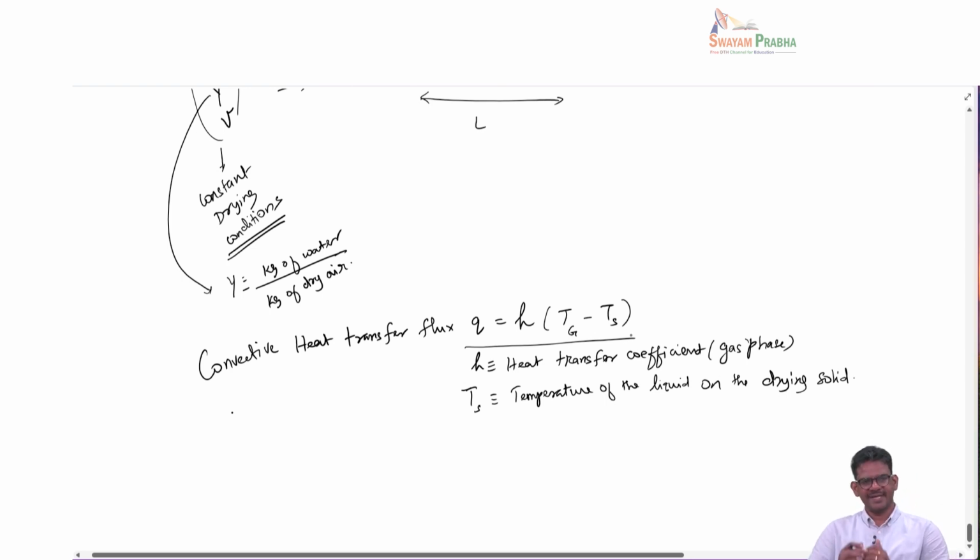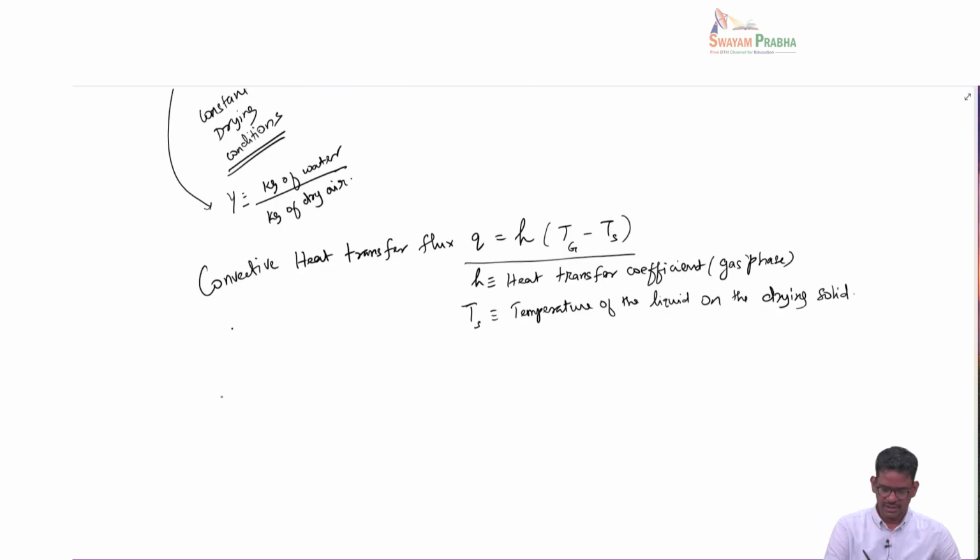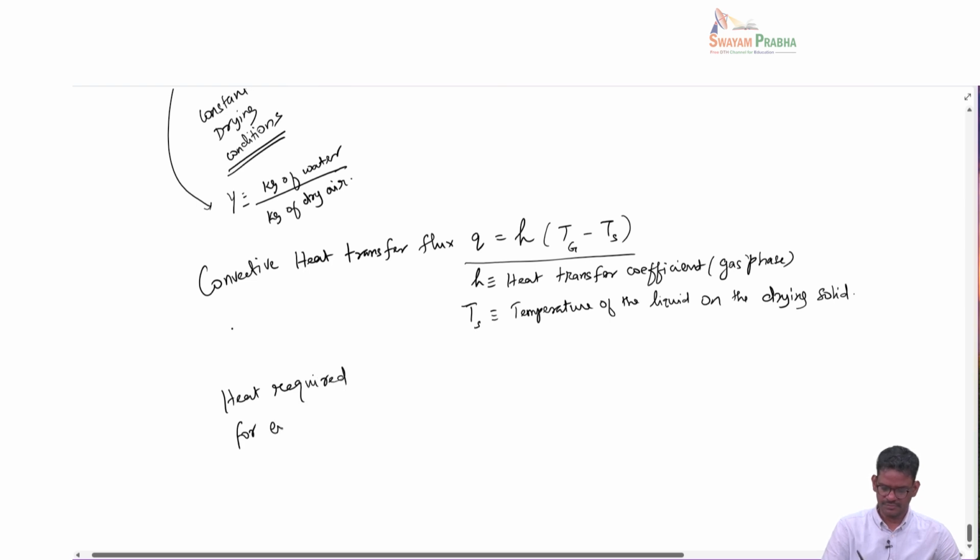So then what is happening on the surface? Well, this heat is absorbed by the liquid, and this heat is used for vaporizing or evaporating the liquid water. So that should be nothing but mass transfer flux times the latent heat corresponding to Ts. So heat required for evaporation.